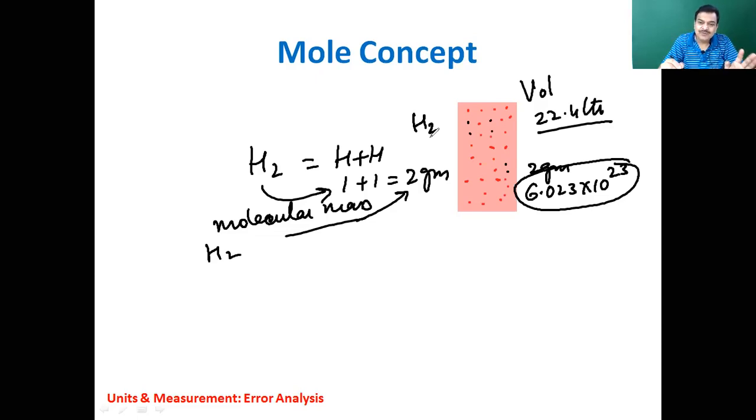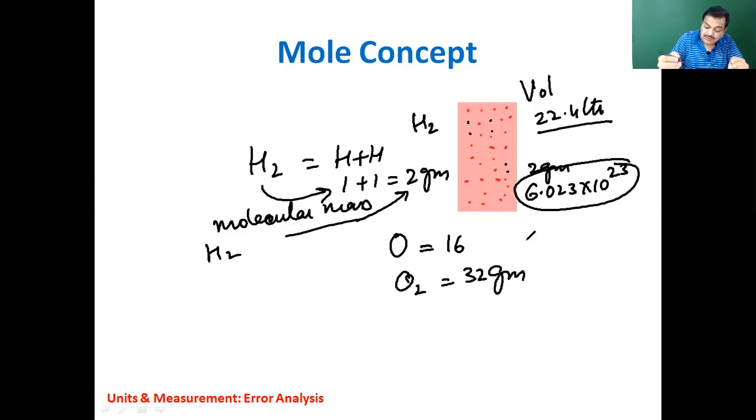Oxygen, O2. Got it? So if you take oxygen gas, what is the mass of oxygen? 16. And what is the mass of O2? 32. If you fill it completely with oxygen molecules, let's say O2, then it weighs 32 grams because it contains 1 mole of oxygen gas, and oxygen is 16 times heavier than hydrogen.